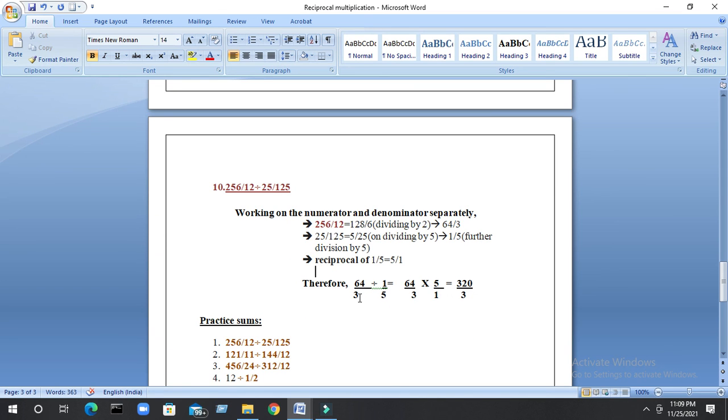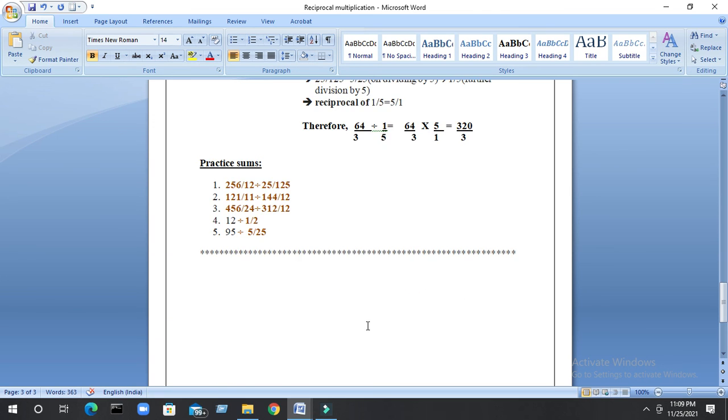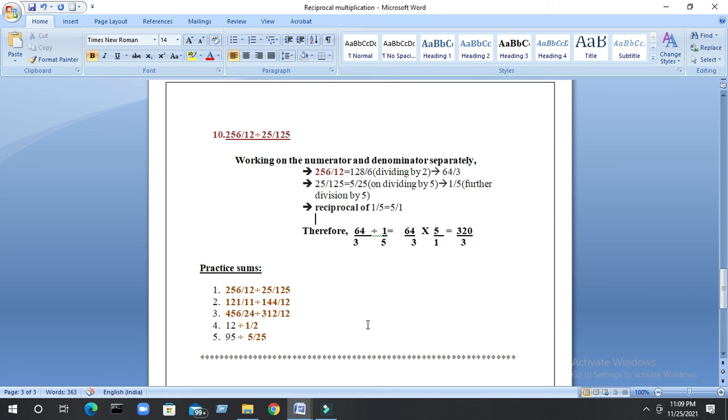Next, 64, it's simplified to 64 by 3 divided by 1 by 5, which is nothing but 64 by 3 into 5 by 1. Why? It is a reciprocal of the denominator. So, 64 into 5 and 3 into 1. So, this is how we can make the division more easy, and we can make our life in maths the easiest one and most enjoyable one.